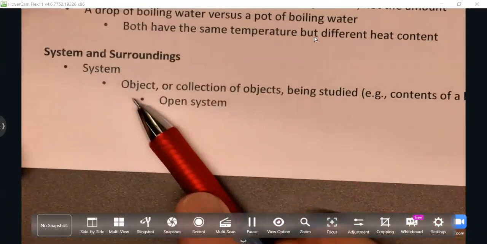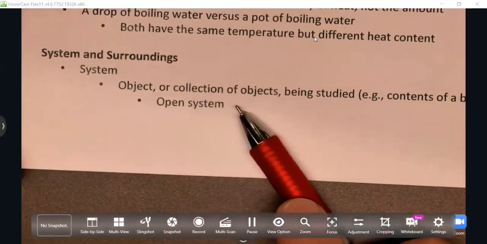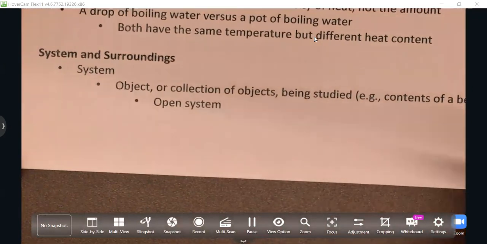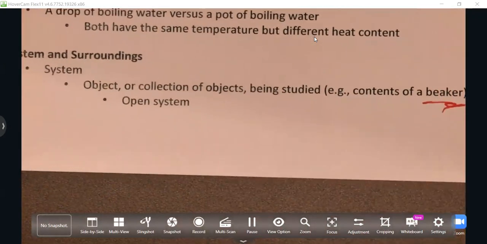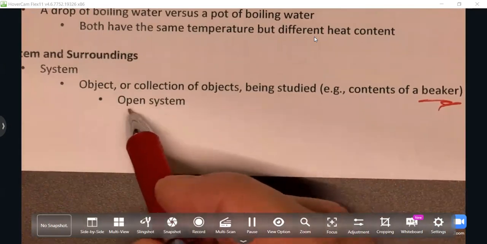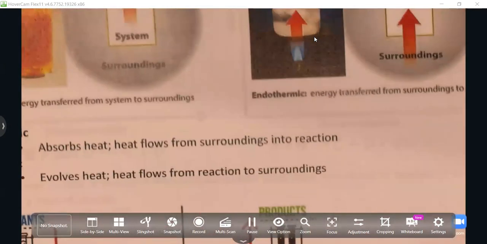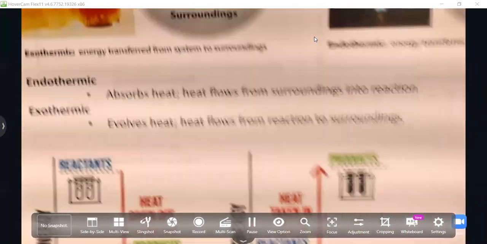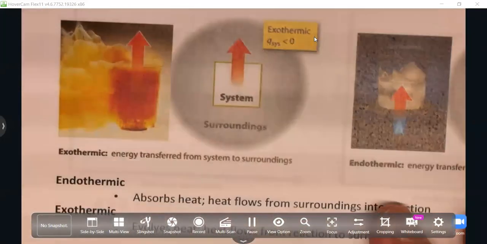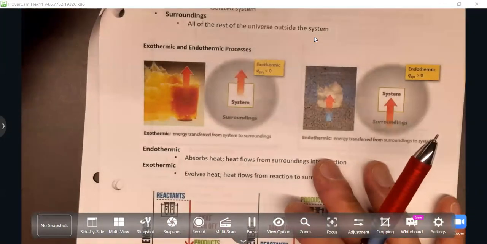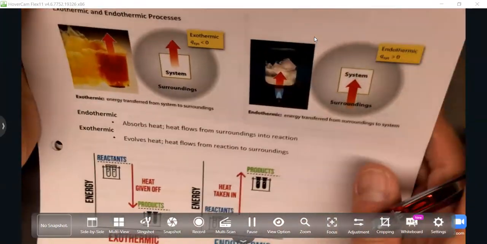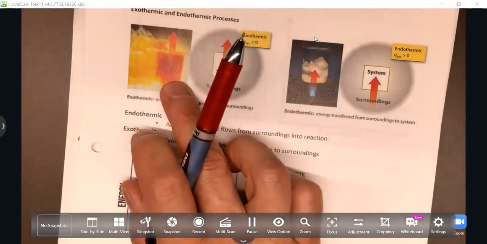Okay, so let's talk about system and surroundings. System is the object or collection of objects being studied. Typically, it's a beaker you're going to see on the next page. And if we have an open system, it's not closed up, you'll see that on the next page. And the surroundings is the rest of the universe outside the system. So here's our example.